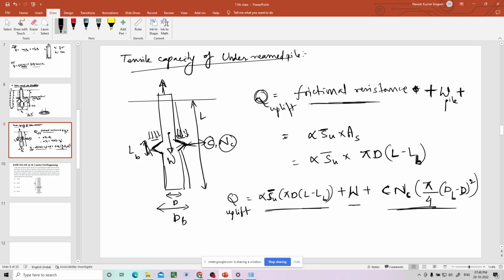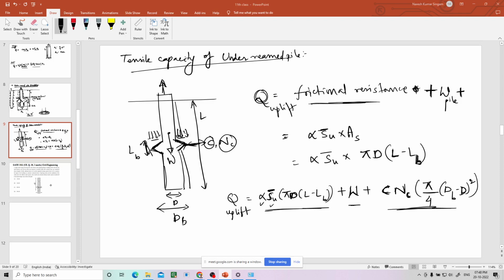Uplift. You know alpha, you know SU bar, so you can take the average, or for uniform soil, you can take a single value. Pi, diameter of the pile, and total length minus length of the bulb, and weight of the pile, cohesion at this portion, and NC at this particular depth, and pi by 4 into dB minus d whole square. So this is the formula. Now we will solve one problem, then we will wind up the class.